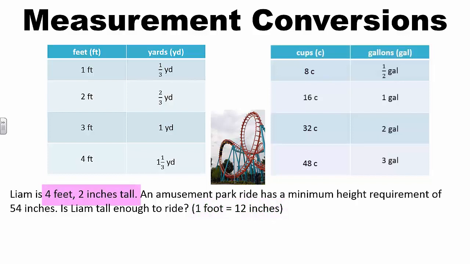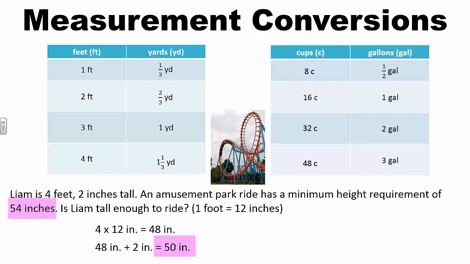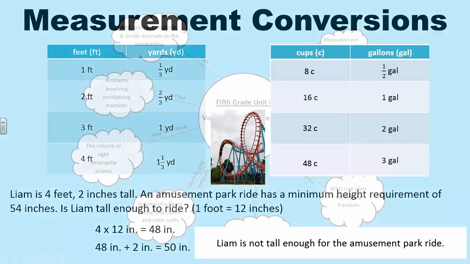To convert 4 feet to inches, we need to multiply by 12 inches. So 4 times 12 inches equals 48 inches. Now we need to add on the extra 2 inches to Liam's height since he was 4 feet 2 inches tall. 48 inches plus 2 inches equals 50 inches. Liam is 50 inches tall and the minimum height requirement was 54 inches. So no, Liam is not tall enough for the amusement park ride.